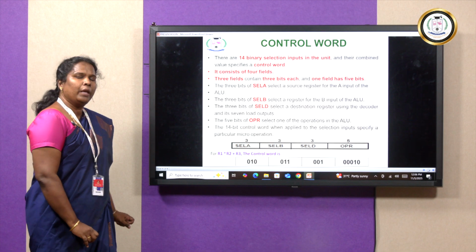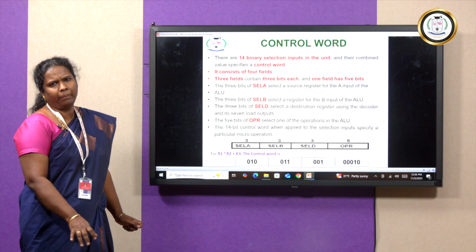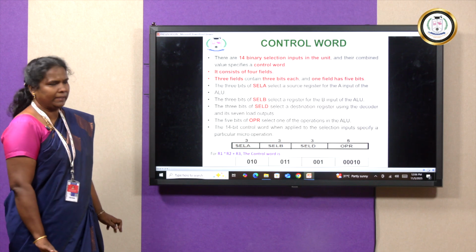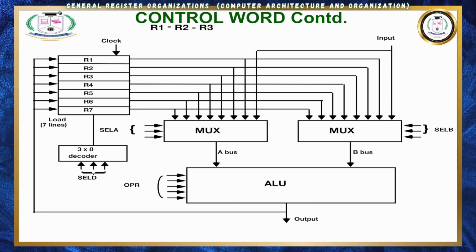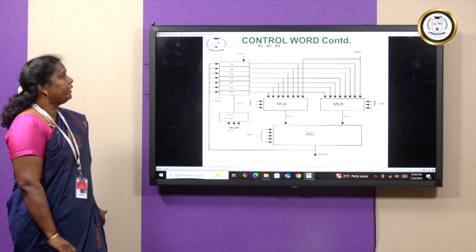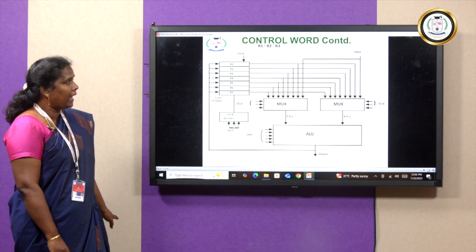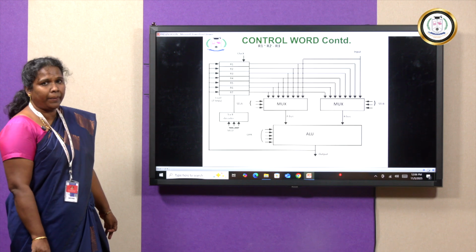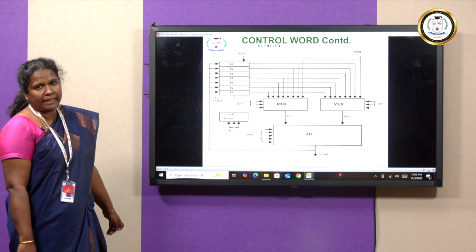So likewise, using these 14 bits, we can make the machine do any processing. Again we will take another example, which will perform R2 minus R3. Here we have to take the values from R2 and R3, do the subtract operation, and again load the data in R1.